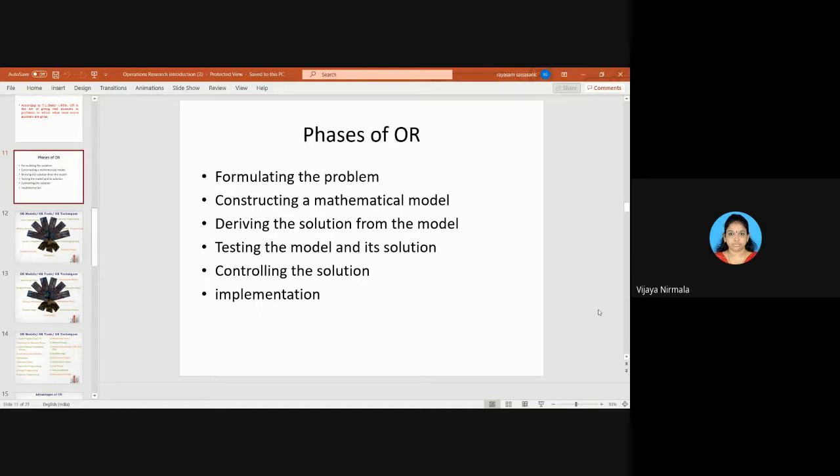First, you identify the problem, you look at the situation, and you formulate what exactly the problem is. That is a diagnosis. It is very important, right? A diagnosis is very important. First of all, you need to formulate the problem.